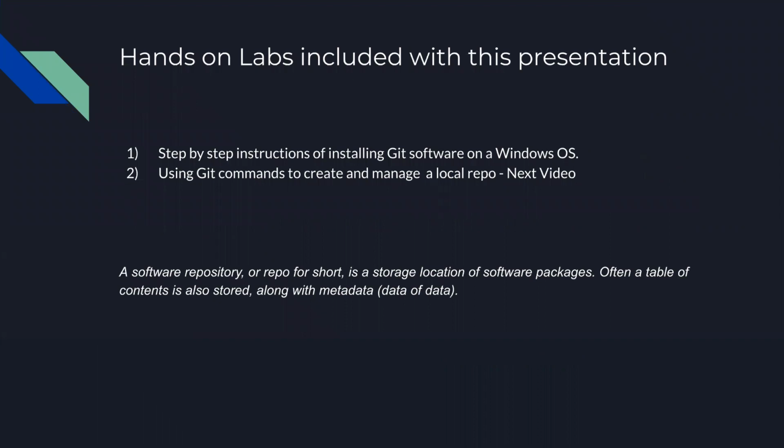This presentation includes hands-on labs to guide you as we go along. It includes a step-by-step guide to install Git on a Windows computer, and using Git commands to create and maintain a Git repo. A software repository, or repo for short, is a storage location of software packages. Often a table of contents is also stored, along with metadata.